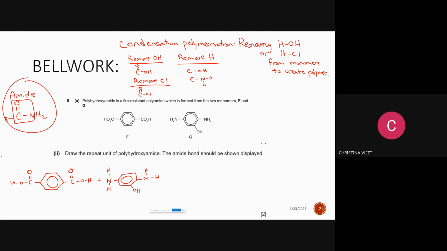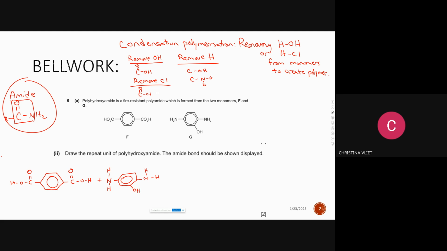So then what do we have to do in this process? The first thing I would do is fully display my groups so I know what I need to remove. I'm going to change colors. From the inside first, what am I removing from the carboxylic acid?